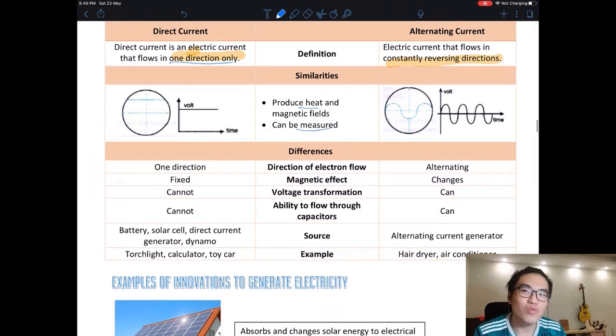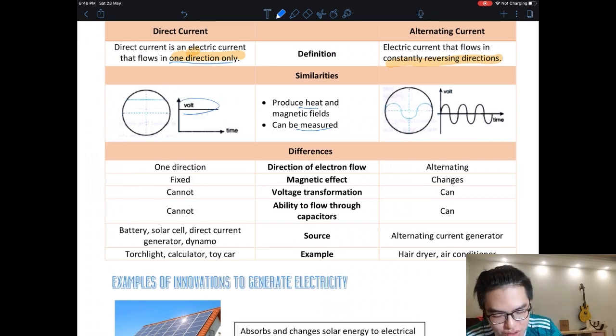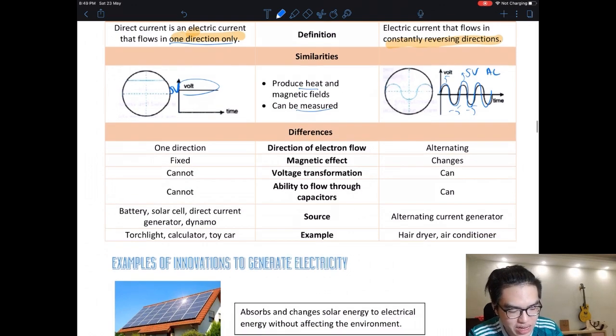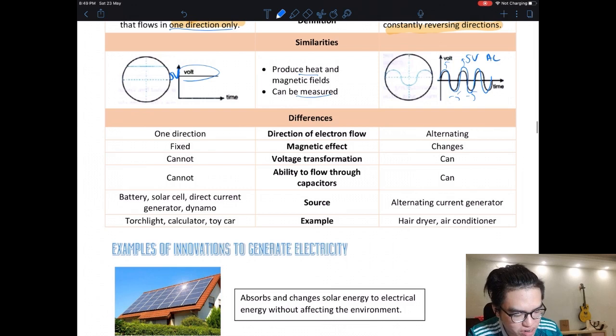Since DC is only one direction, the graph looks like this, one flat line. Let's say my battery is 5 volt. It will stay 5 volt until the battery dies. But AC is different. If I am 5 volt AC, my voltage will be 5, negative 5, 5, negative 5. That's why you see the graph going up, down, up, down. So AC, DC, simple. One is one direction, this is alternating.